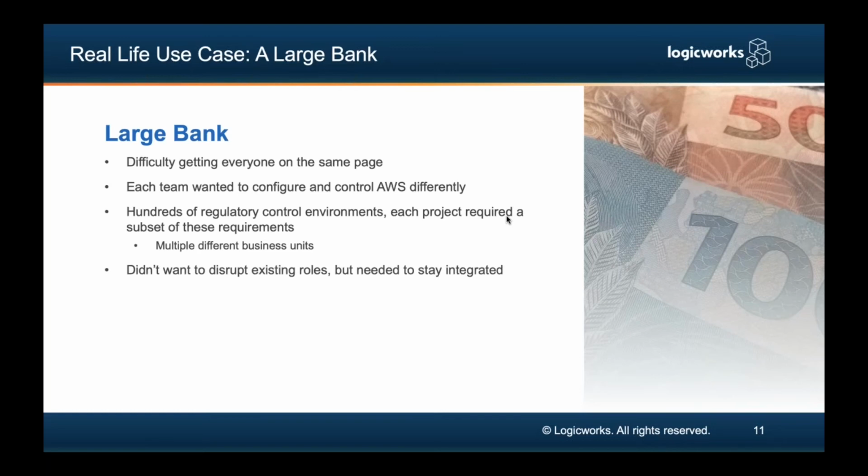And as you can imagine, when you have large banks with multiple franchises, it's difficult getting everybody on the same page. They all have different requirements in terms of their access permissions. They have different components of their applications and different applications that they need to deploy. Every team is probably going to want to configure and control AWS differently, and they have hundreds of regulatory control environments, each project requiring a different subset. Let's say there's going to be PCI and HIPAA for some of these. There's just HITRUST for some.